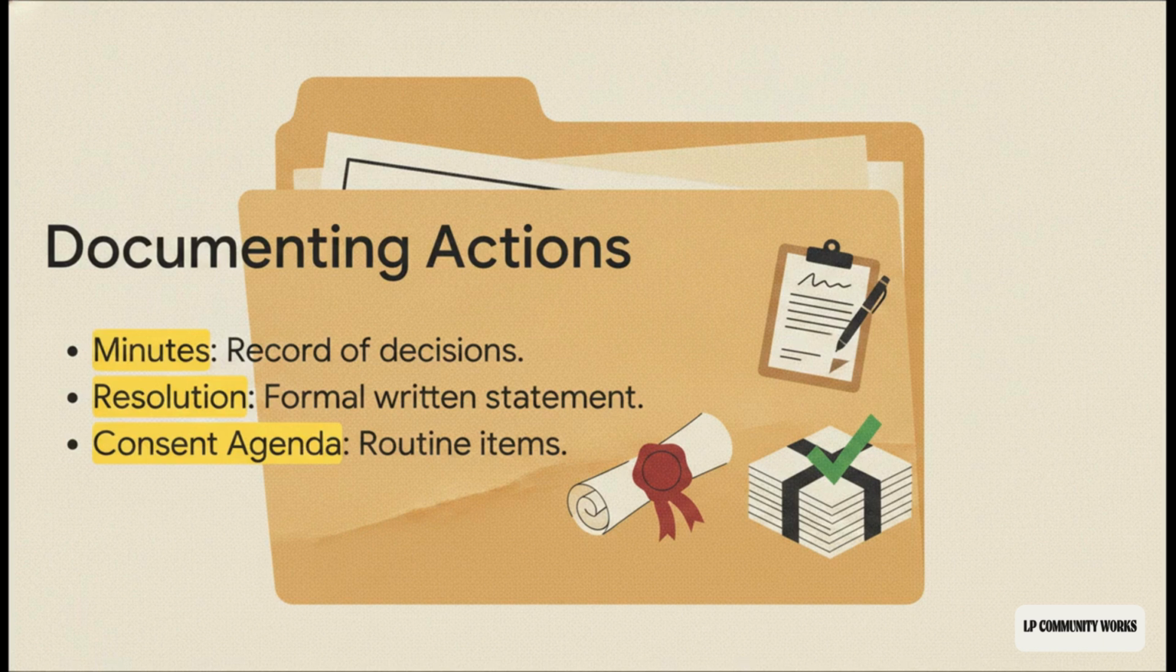Next up is a resolution. This is a formal, written statement used for significant actions that need extra documentation beyond a normal vote. And then there's the consent agenda. This is where routine items like minor budget approvals or past minutes are bundled together and approved in a single massive vote. These are huge time savers for everyone.